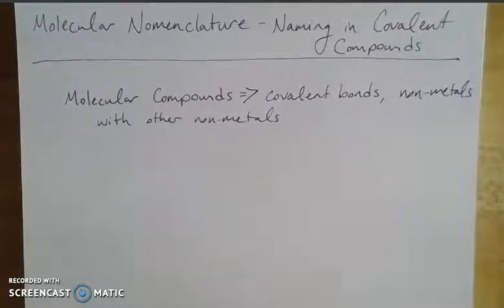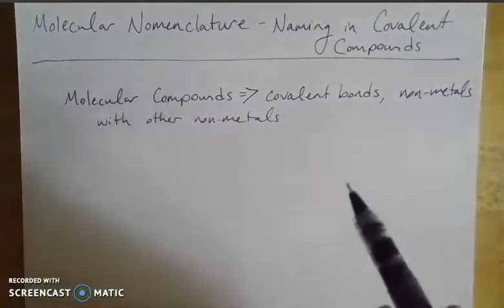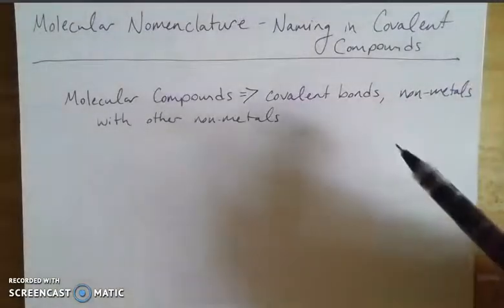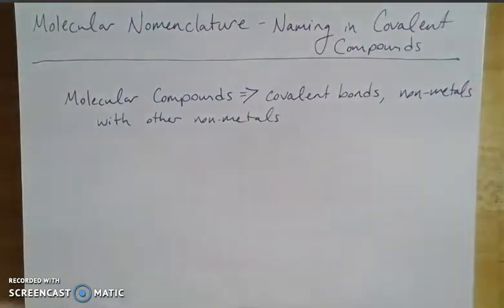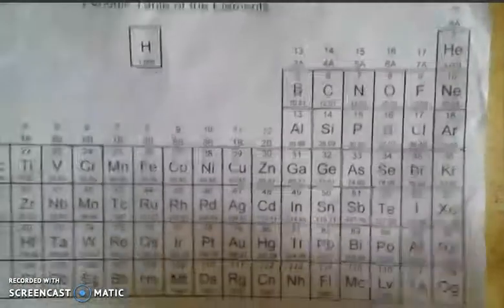valence electrons with the goal of fulfilling the octet rule. So we all want to have a full valence. We all want to look like noble gases. So we're going to share electrons to do that. And the things that are more prone to sharing electrons on the periodic table are nonmetals with other nonmetals.